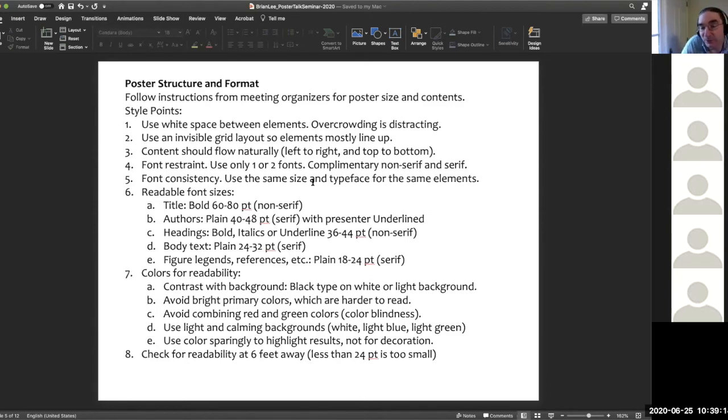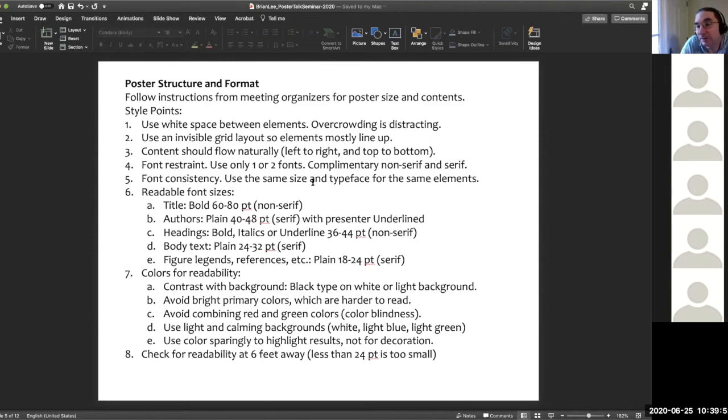title. Authors, you want it to be a smaller font so you can fit in all the authors. 40 to 48 is a good font size for that. And usually most meeting organizers will ask you to underline whoever is presenting. So you can underline yourself since you'll be presenting, so underline your name. And then people know that you're the one who's standing next to the poster and doing the presentation. Headings, again, a little bit smaller than the authors maybe, or maybe about the same size.